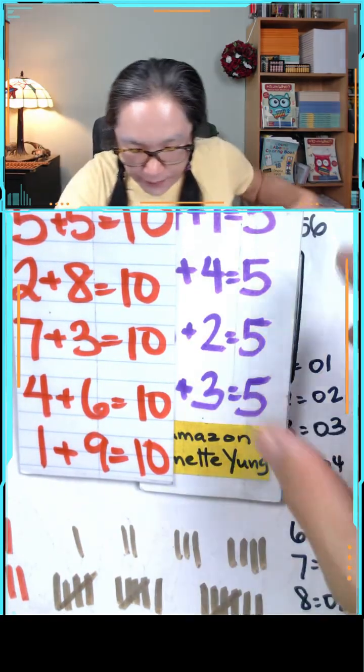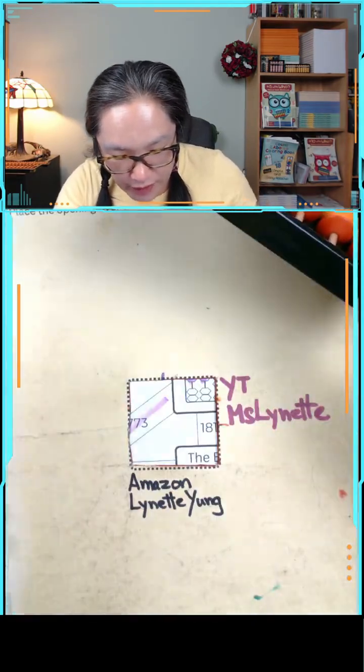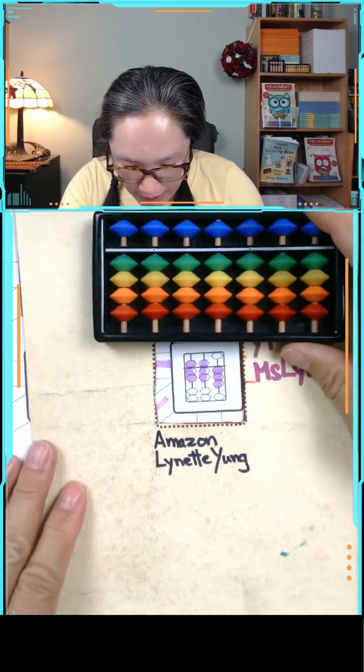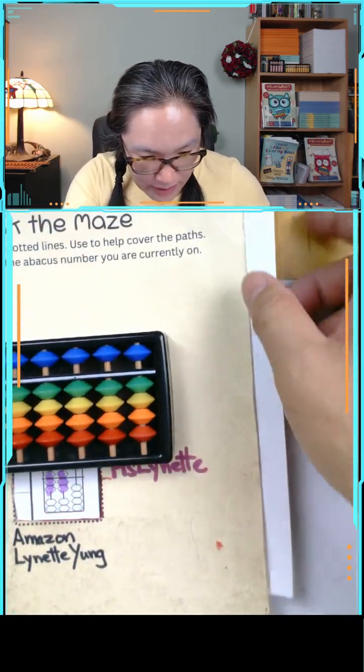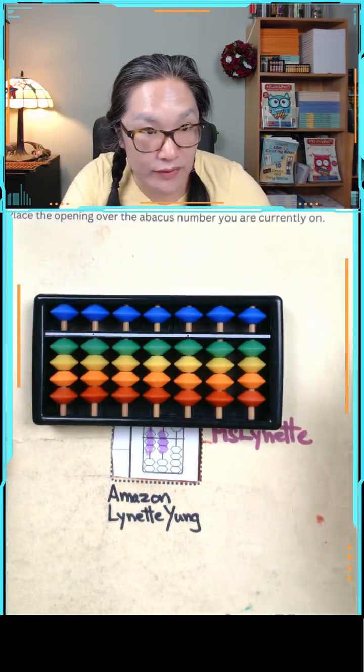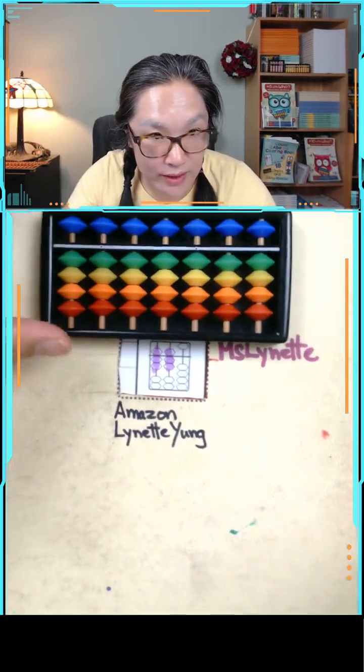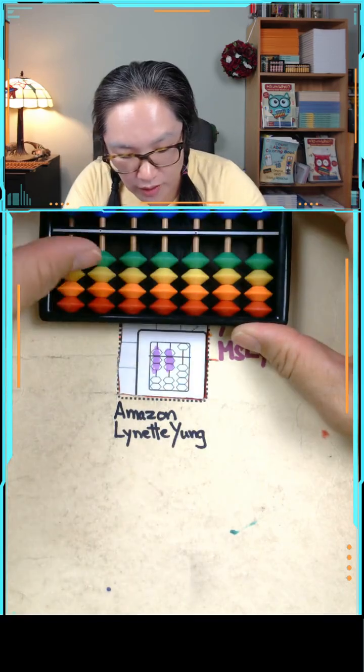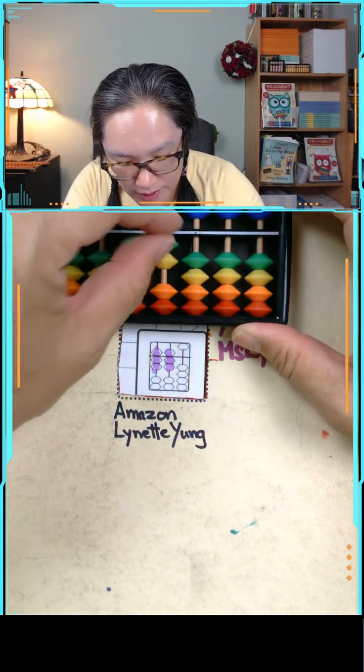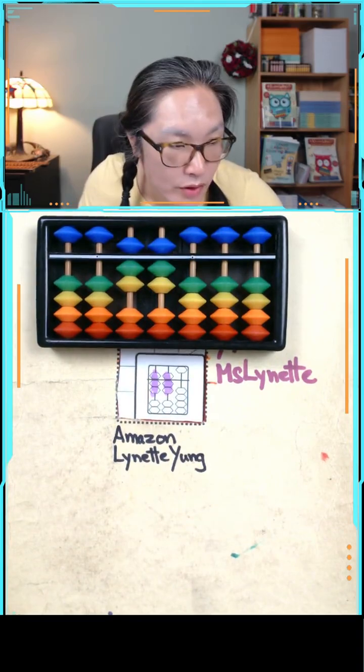Okay, so thank you everybody for the comments. We had 773, and then we have our next number. Oh, that's easy, because we've done this before. What number do we think this is? We have our hundreds, our tens, and our ones. What number do we think that is?